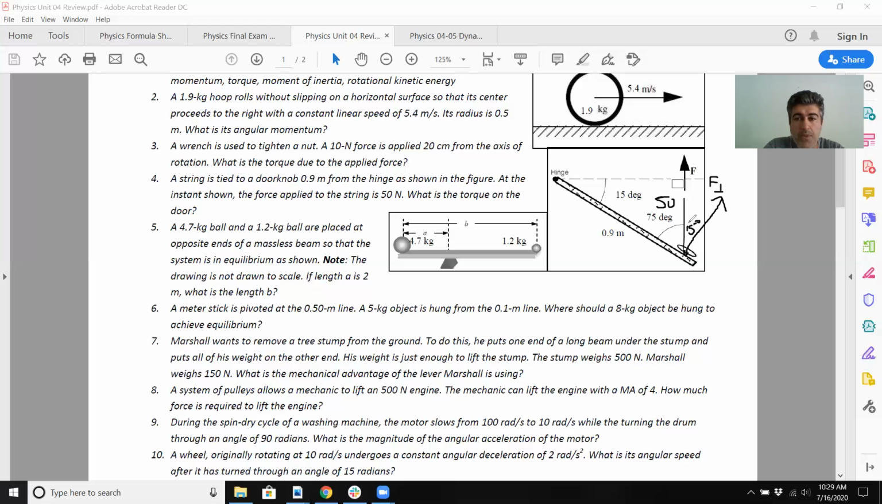So I'm going to wind up using a cosine. So my force perpendicular, which is this right here, cosine 15 degrees equals F perpendicular over 50. And so then F perpendicular will be 50 times cosine 15 degrees. Now, if you so desire, you could wind up using 75 degrees, 75 degrees right here.